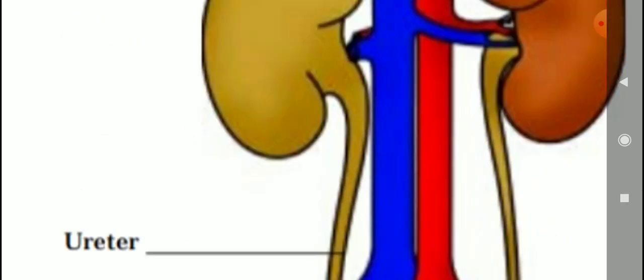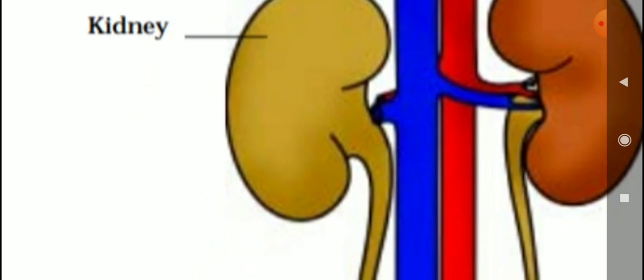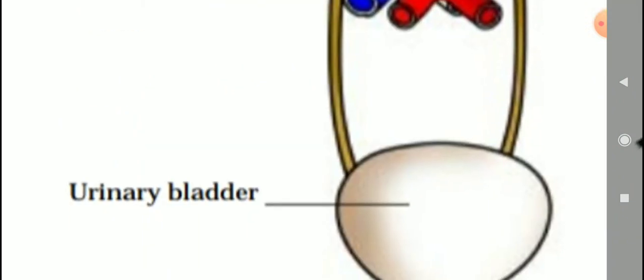Listen, first all of you see the picture, the human excretory system. The pair of kidneys. The kidney is a human excretory organ. Then the tube-like structures are known as ureters. This one is the urinary bladder. The main function of the urinary bladder: the urine goes into the urinary bladder from the kidneys through the ureters.